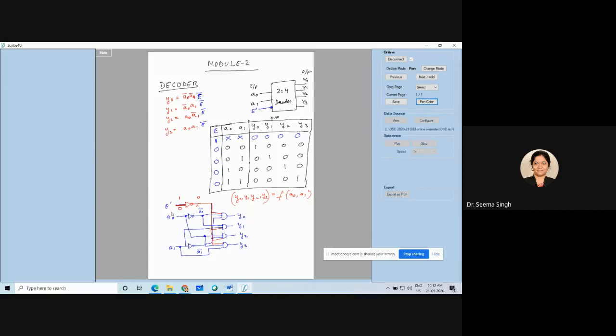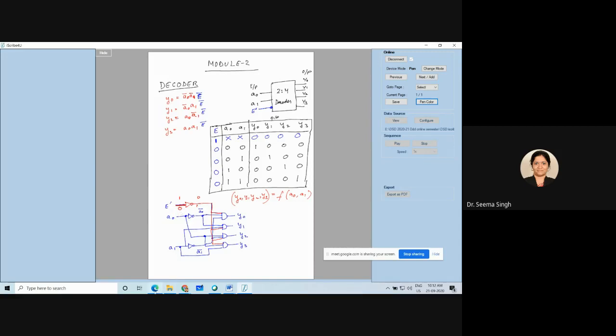A1. So if I make enable 0 here, it will become 1. All of this will be 1, and now all are 1, so it will not bother about this. It will depend upon A0 and A1. So this is your circuit with enable pin. Now this is your general decoder. I have told you the working.